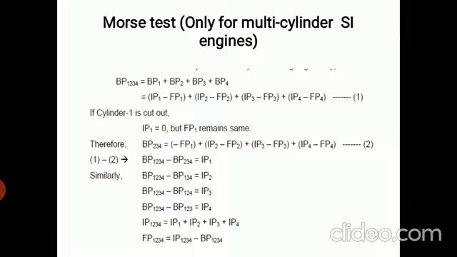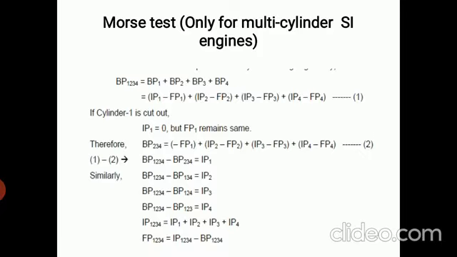Then the Morse test, in SI engines only. The Morse test can be done only on a multi-cylinder SI engine, not on a single-cylinder SI engine. So the Morse test is carried out as follows. First we will find the brake power of all the cylinders. All the cylinders will be receiving air and fuel mixture and all the cylinders will produce power output. After that, with the help of those expressions and a suitable dynamometer, we can easily find the brake power output of all the cylinders.